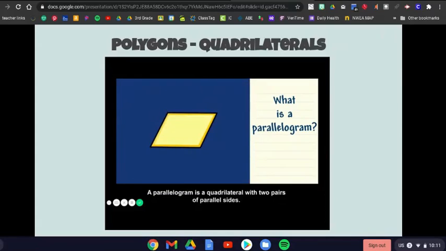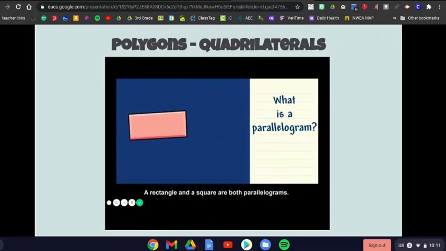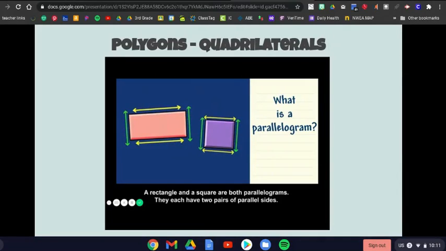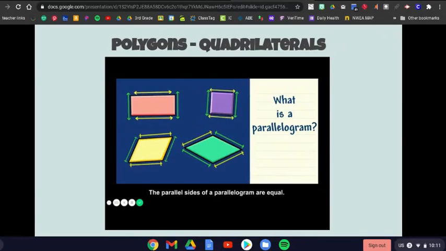A parallelogram is a quadrilateral with two pairs of parallel sides. A rectangle and a square are both parallelograms. They each have two pairs of parallel sides. The parallel sides of a parallelogram are equal.